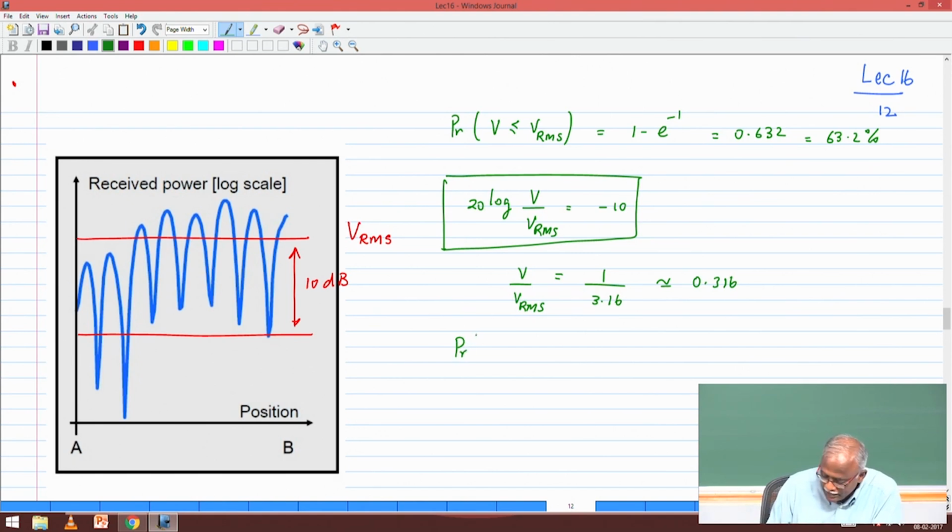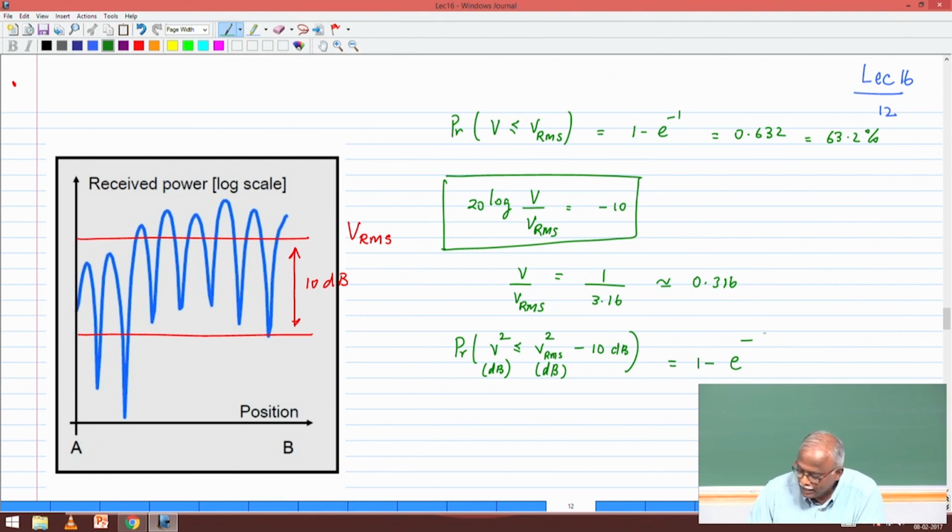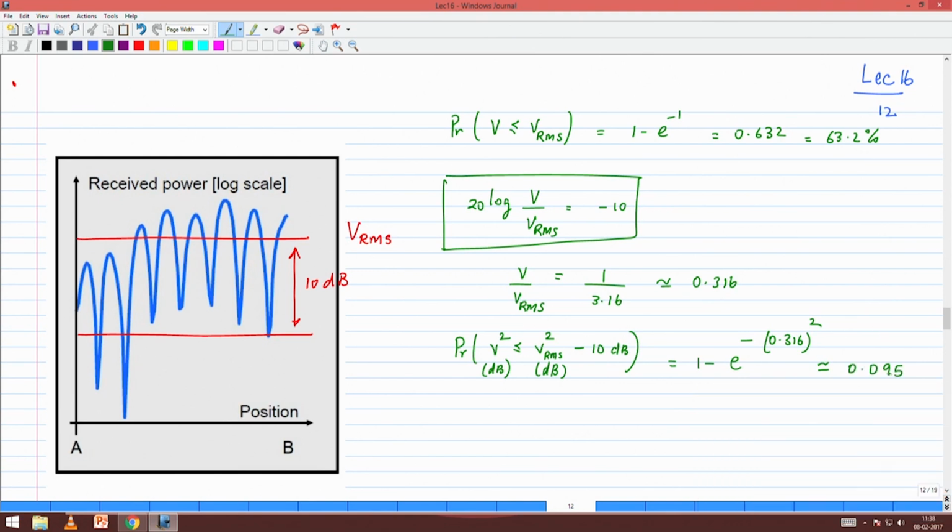So probability that, we'll write it as V squared to avoid confusion, is less than or equal to V squared. This is all in dB. This is VRMS in dB minus 10 dB. This one is given by 1 minus e power minus 0.316 squared, which is approximately 0.095, which is approximately 10%.